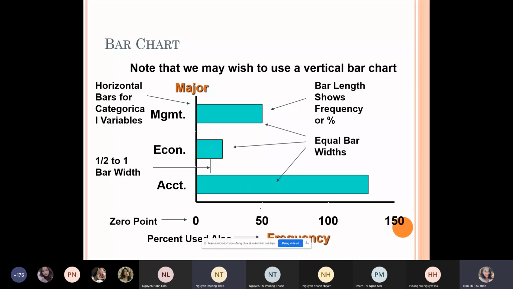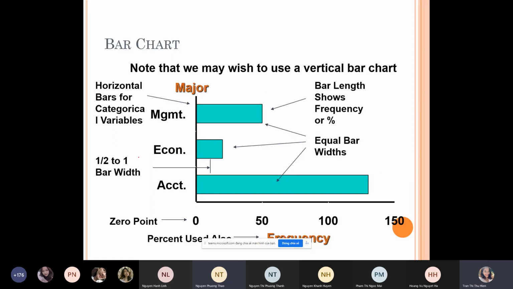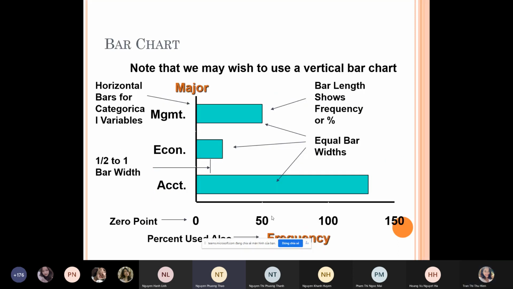It is 50. Let's look back. It is 65% for accounting. And in this case, it's not percent. 20. Is this 20 for economic, right? 20. So in this case, the horizontal line is the frequency. Sometimes we can use the percent frequency.